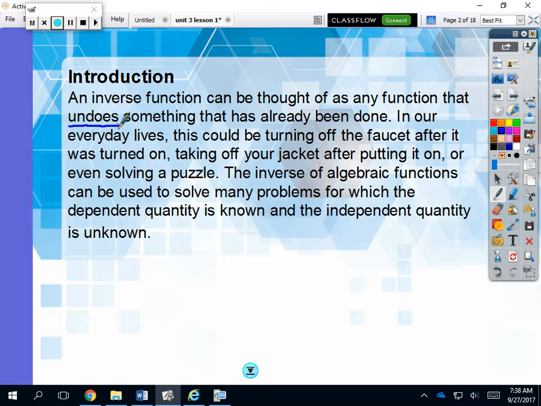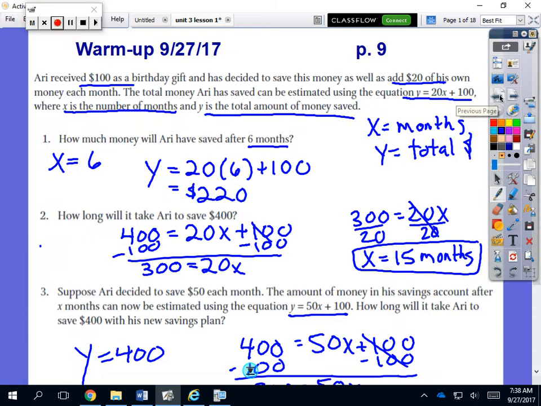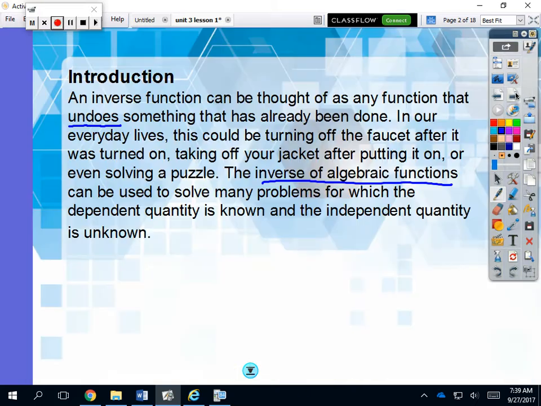The inverse of algebraic functions, that's what we're going to talk about today, can be used to solve many problems if we know the dependent quantity but not the independent quantity, which is what we just did in the warm-up. The dependent quantity was our Y value, the amount of money saved. The independent variable in this case was the X value, the number of months.